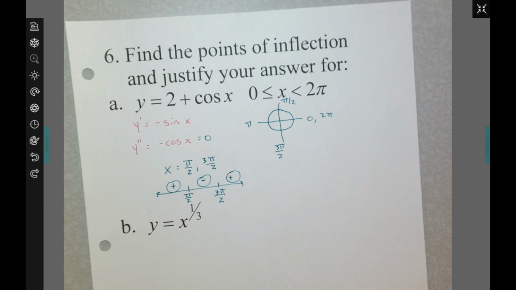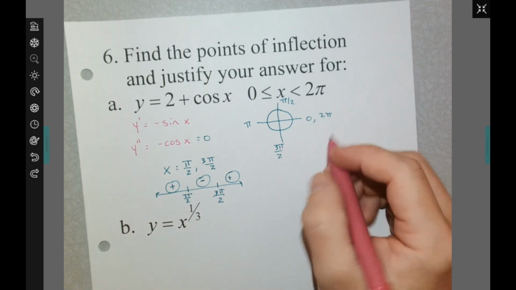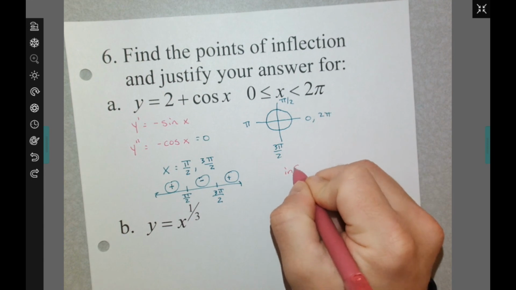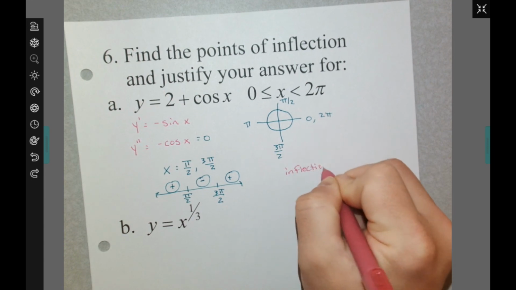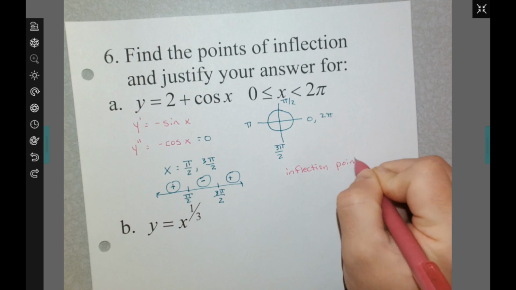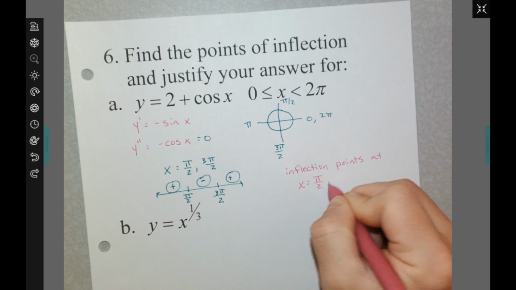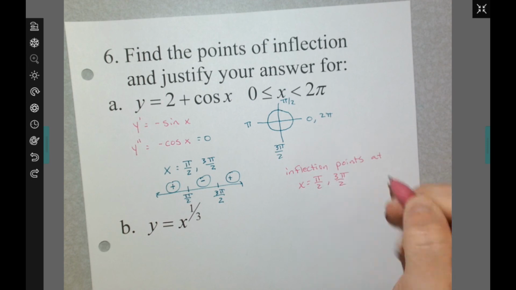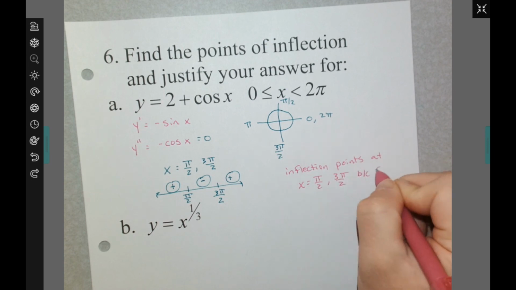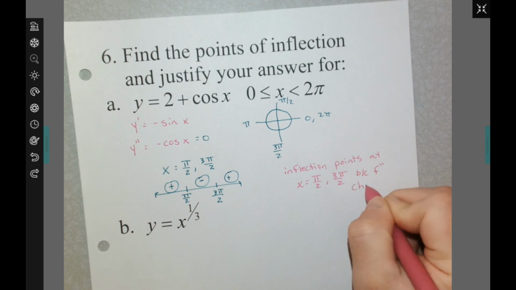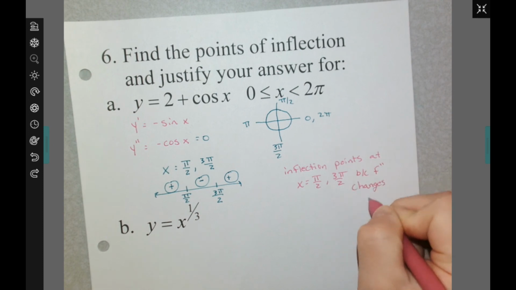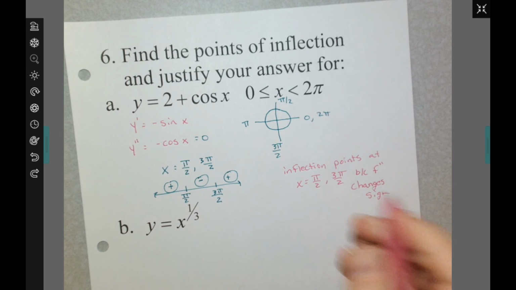So we want points of inflection. We're going to have points of inflection at x equals pi halves and 3 pi halves because F double prime changes sign.